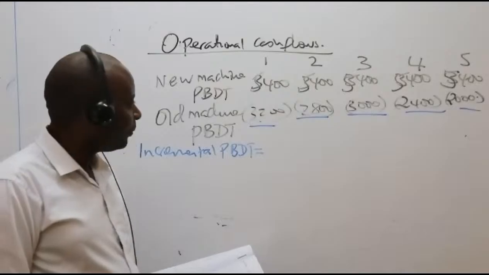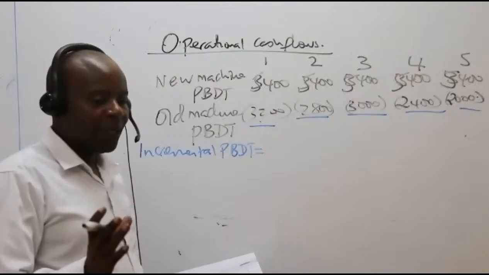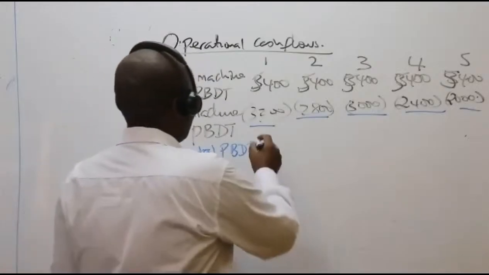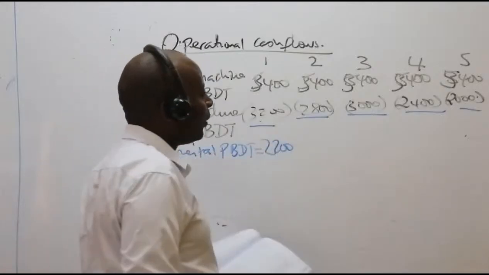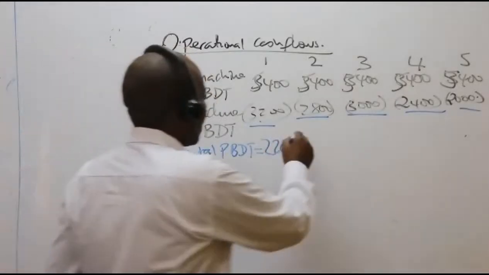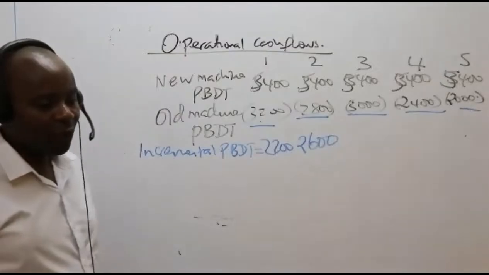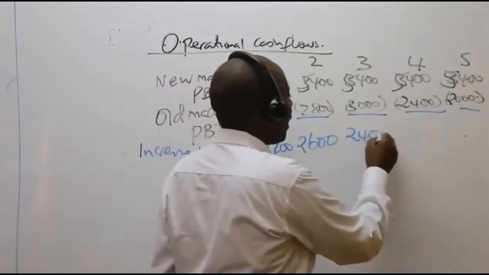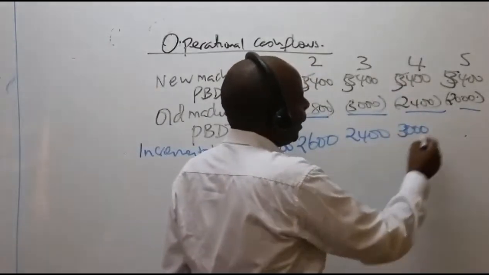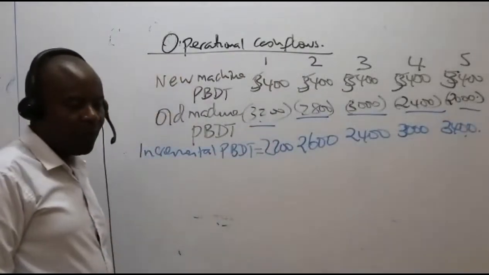No. We are subtracting. We want to see the increase. If we bring this machine, how will our profits here increase? So the first one, I'm being told, is 2,200. How about the second one? The second cash flow is 2,600. How about the third one? The third one will be 2,400. How about the fourth one? The fourth one, this 54, will be 3,000. And then we have the last one, which is 3,400. So, ladies and gentlemen, that is our incremental PBDT.